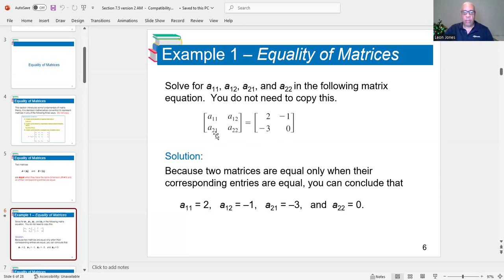A21 is column, is actually, let me correct this. A11 is row 1, column 1. A21 is row 2, column 1. Now, A12 is row 1, column 2. A22 is row 2, column 2.